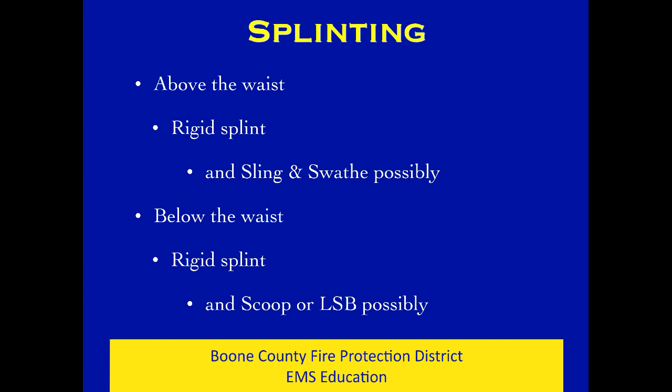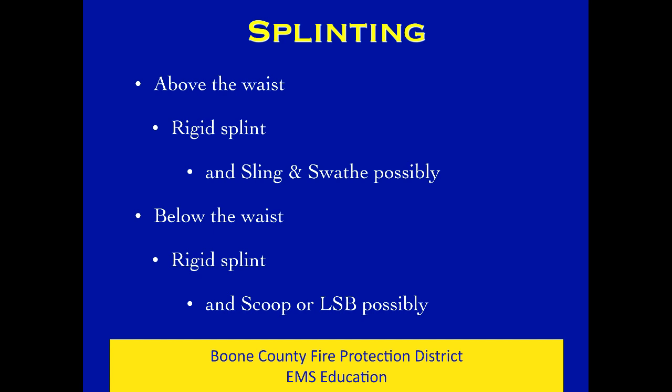Remember, with splinting, usually the general rule is if it's above the waist, it needs a rigid splint and a sling and swath. If it's below the waist, it needs a rigid splint and a scoop or a backboard. Those are general rules. Certainly the guy with just the wrist pain probably doesn't need a sling and swath. A rigid splint will be enough. A guy with toe pain doesn't need to be on a backboard.